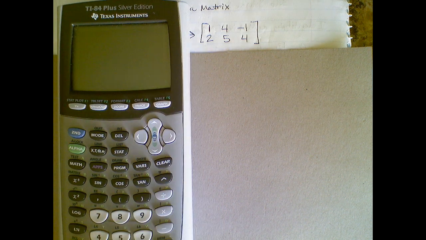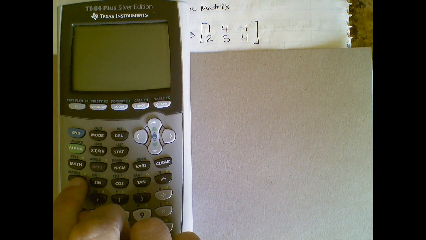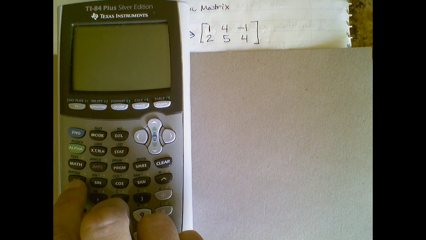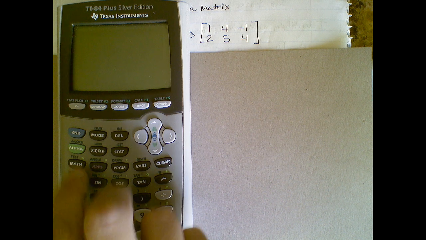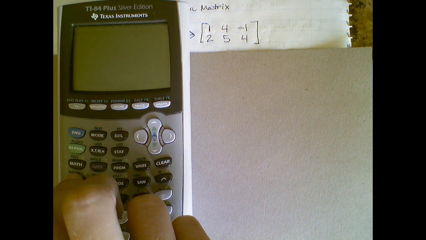You'll notice right here, the fourth button down in this first column, it says matrix above it. Anytime it says something above it that we want, we need to click this second button first. So we go second, matrix.